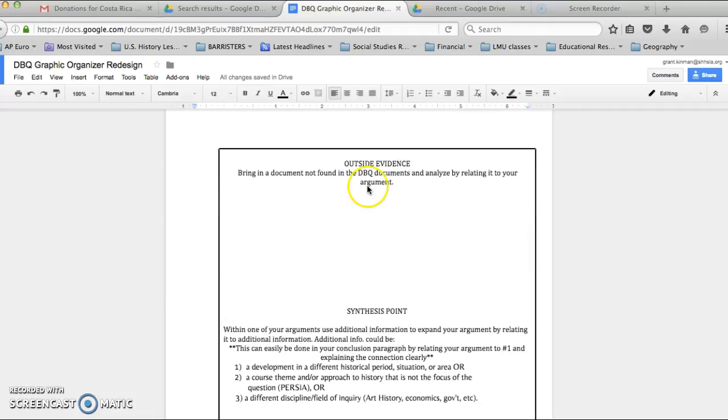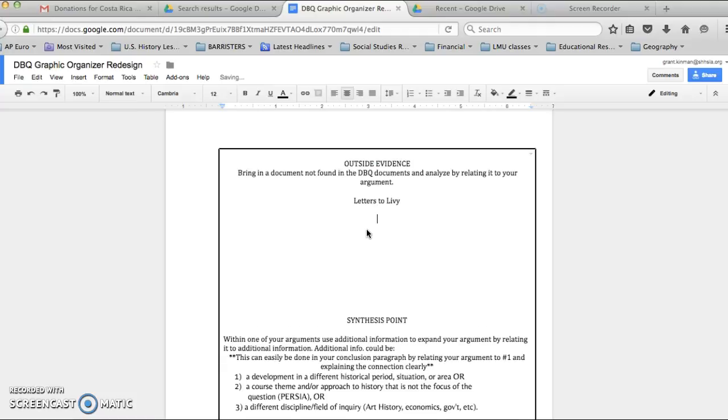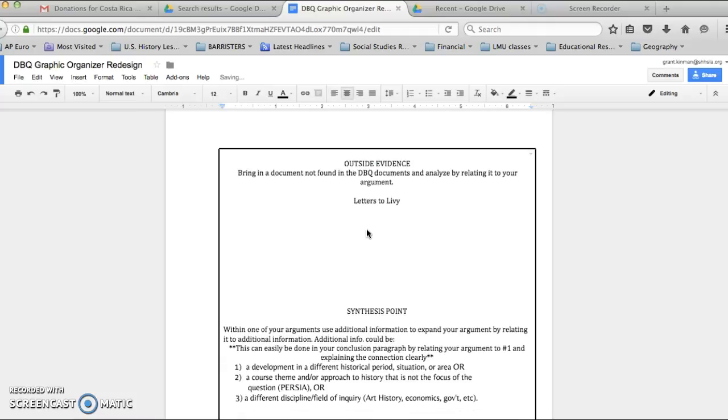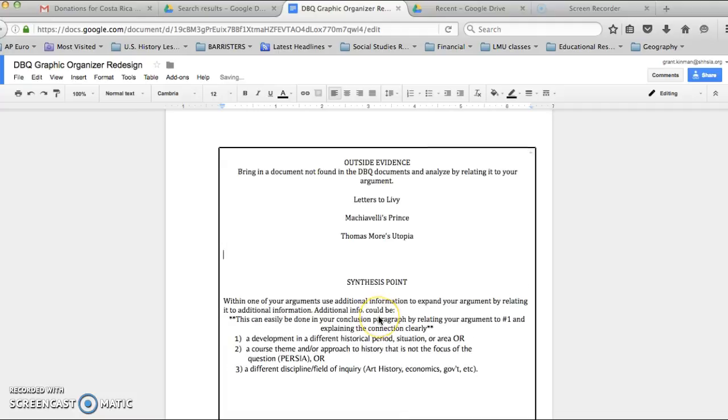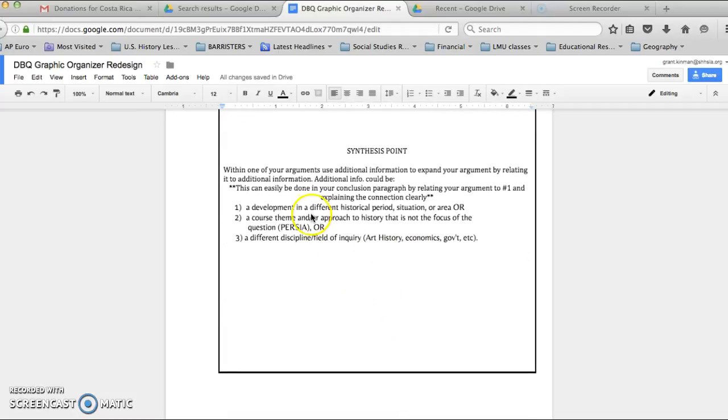I'll post that. Alright, outside evidence. We talked about we have a ton of documents that we could bring into this. Letters to Livy. We could bring in Machiavelli's prints. We could bring in other civic humanists like Thomas More's Utopia. We have tons of options because we've looked at so many primary sources, which is great. And then finally, your synthesis point. Within one of your arguments, use additional information to expand your argument by relating it to additional information.